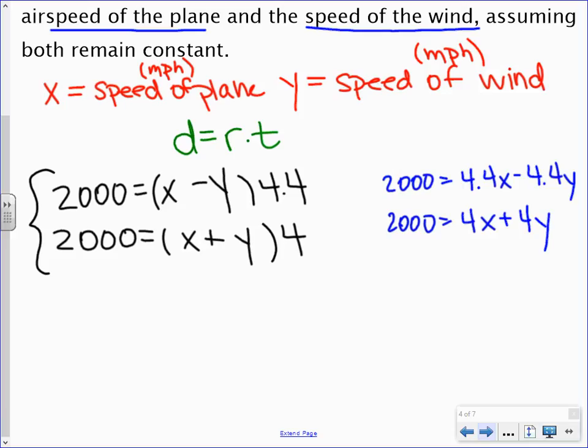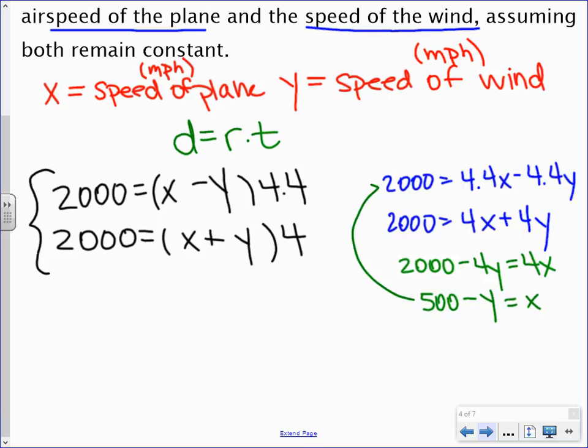What's nice about this is 2,000 is divisible by 4, right? So we can take 2,000 and subtract 4y, and then divide it by 4 to get x is 500 minus y. Then we can take that and plug it into our first equation. Don't plug it back into the same one. You're just going to undo everything you worked so hard to do.